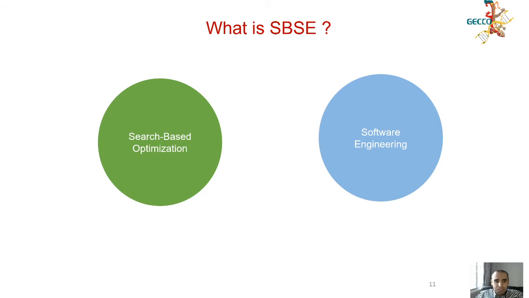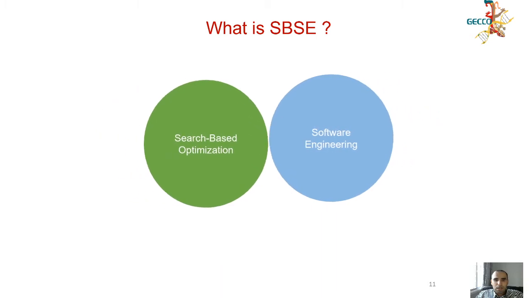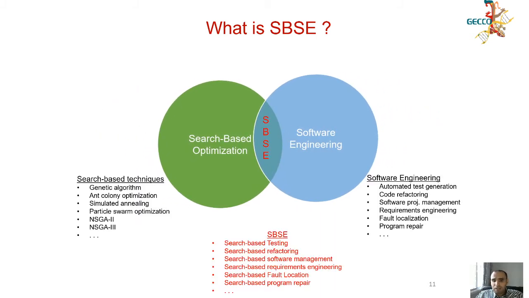So SBSE is mainly an intersection between two fields, the optimization and software engineering. In software engineering, we have multiple problems that need to be solved, like automated test generation, code refactoring, software project management, requirements engineering, fault localization, and program repair. The field of search-based optimization provides us with a set of ready-made algorithms that are ready to use, from single objective to multi or many objective algorithms, such as the genetic algorithm, the non-dominated sorting genetic algorithm, etc. And the application of search-based optimization to software engineering would create the field of SBSE. We found search-based testing, which is an active field in the software engineering community. We have also search-based refactoring, search-based software management, search-based requirements engineering, etc.